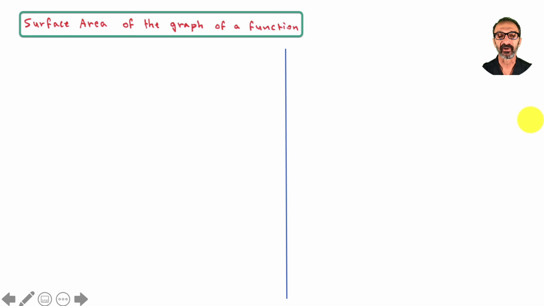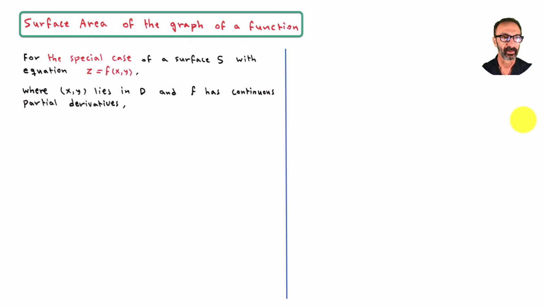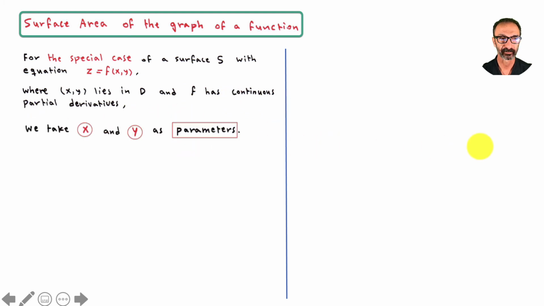Surface area of the graph of a function. For the special case of a surface S with equation z equals f of x, y, where x and y lie in D and f has continuous partial derivatives, we take x and y as parameters. This is very important and you need them for the coming sections, Stokes' theorem and the divergence theorem.